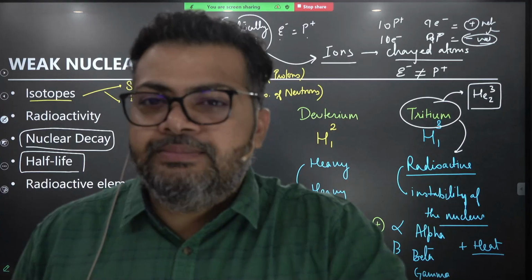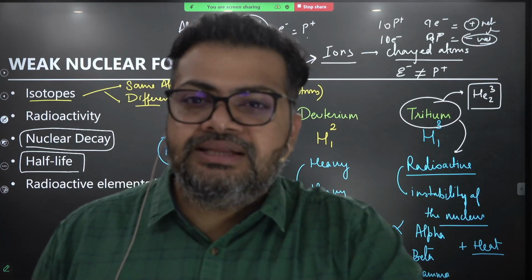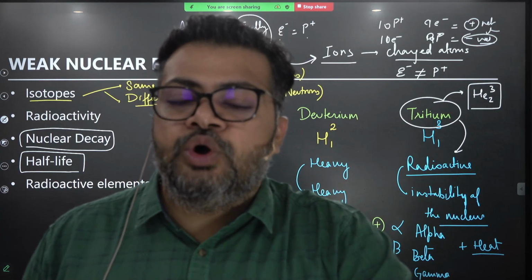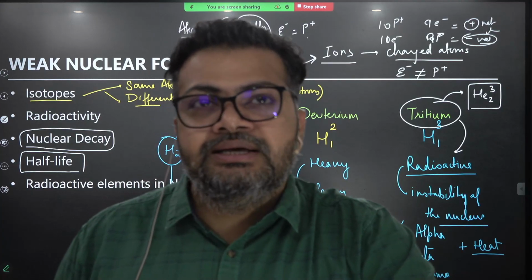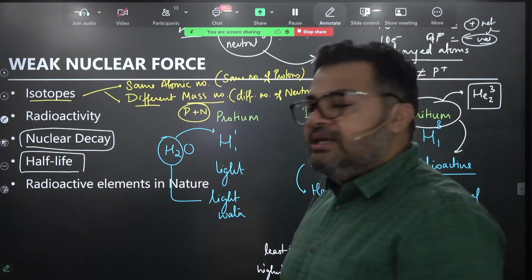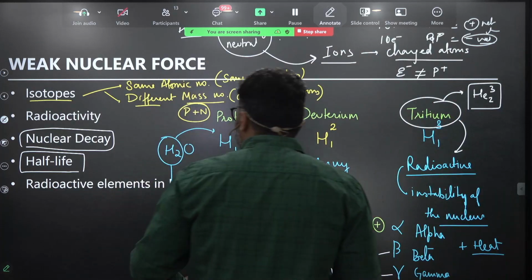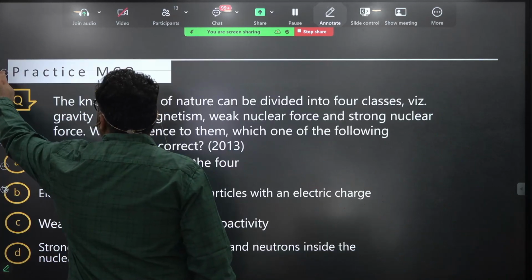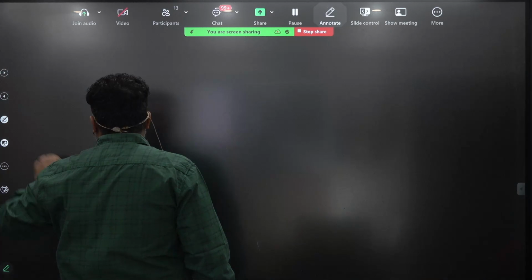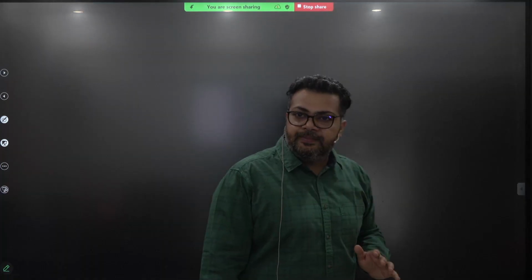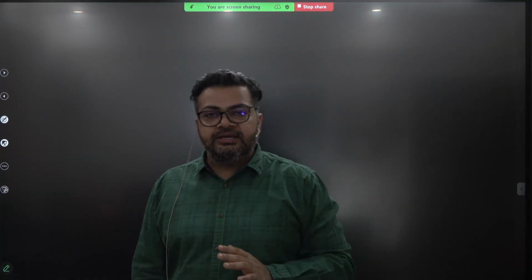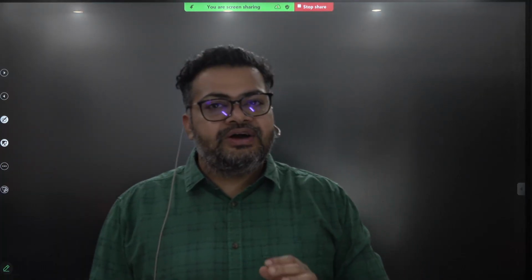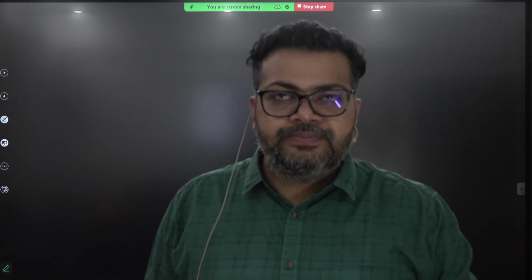And can anyone tell me the name of the technique that we use to find the age of archaeological specimens like these? Can anyone answer this? What is the name of the technique that is usually used? It is called carbon dating, or what is famously called radioactive carbon dating, right? Carbon dating or radioactive dating. This is the technique that we use to identify the age of archaeological specimens, right?